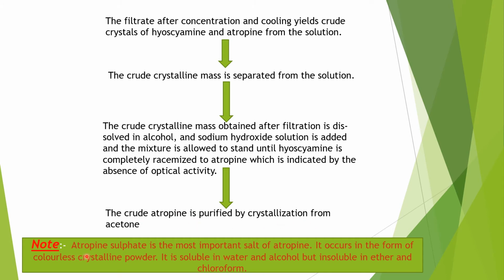Note: atropine sulfate is the most important salt of atropine. It occurs in the form of colorless crystalline powder which is soluble in water and alcohol but insoluble in ether and chloroform.